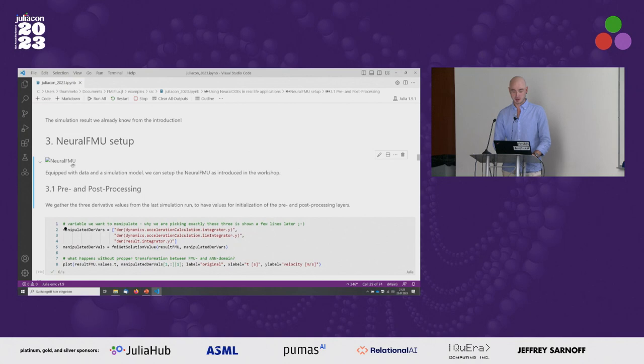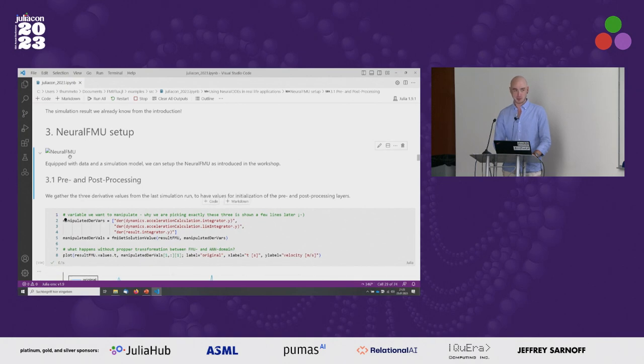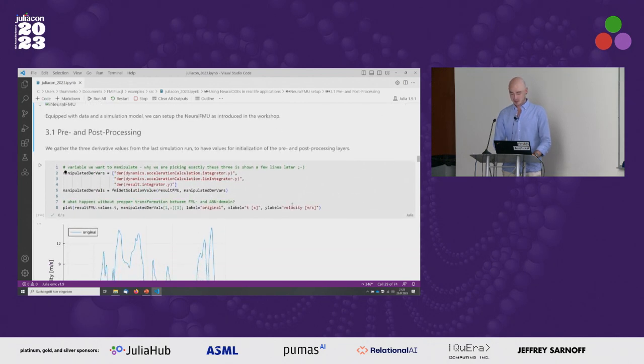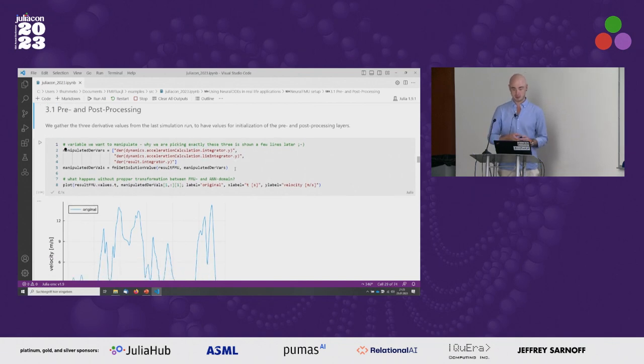I had my Wi-Fi off. So there's a nice build of the topology, nice image of the topology, but you know it from the last slide. So we start by doing pre and post processing, and as stated, we start by initializing by checking out what happens if we just put it in without any pre and post processing.